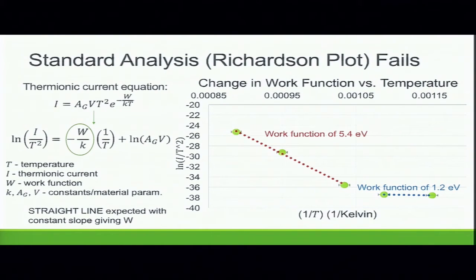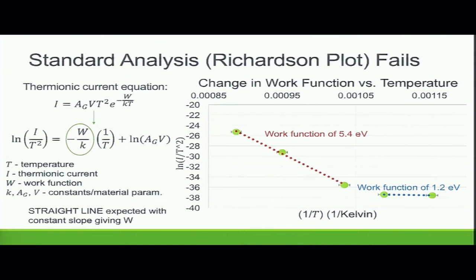We start with this equation and manipulate it in such a way that the slope of this graph should show us the work function. But already we see that we're in trouble because these points don't make a straight line. You can see it's kind of curvy. And we seem to have 2 different work functions here, which is not the expected result. So this analysis has failed.